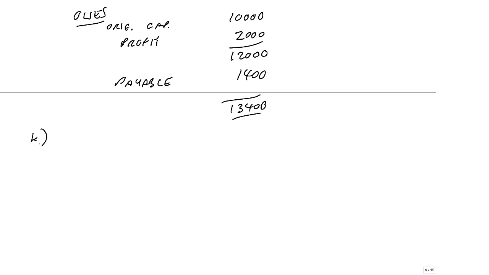Well, the owner decides they need some money to live on. Well, it's the owner's business. I'm owed 12,000, we can take what we want. The owner's decided to take out 1,200. What are the effects? First of all, what do we own?